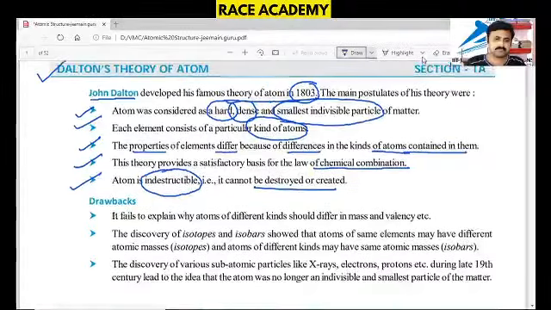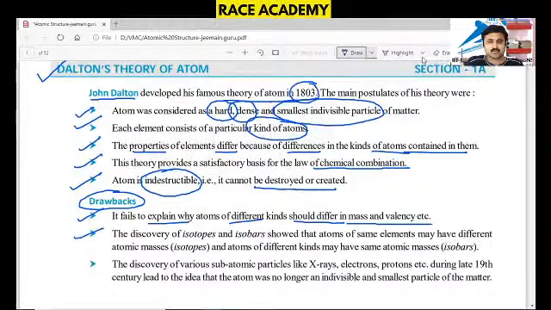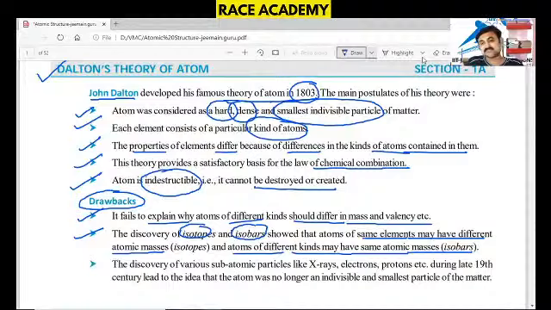Next thing is drawbacks. What are the important drawbacks of this? This theory fails to explain why atoms of different kinds should differ in mass and valency, etc. Another one is isotopes and isobars. The discovery of isotopes and isobars showed that atoms of the same element may have different masses, and atoms of different kinds may have the same atomic masses. Different atoms with the same atomic masses are isobars. Different atomic masses with the same atomic numbers are isotopes. So this was a little confusion from Dalton's theory. Dalton's theory didn't know about all these things.